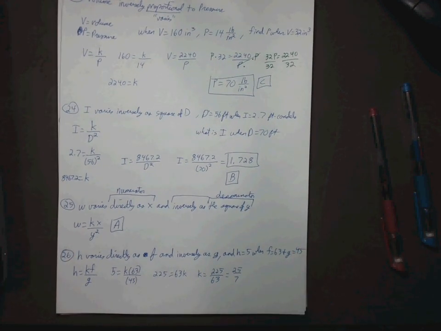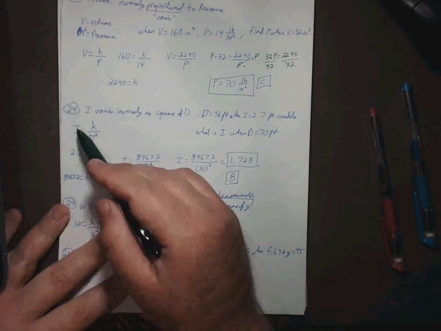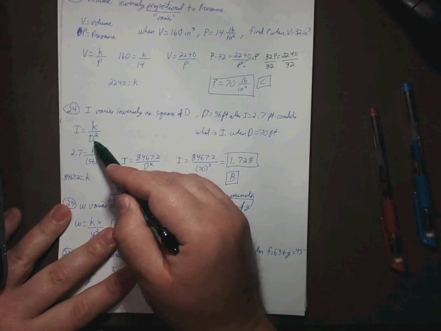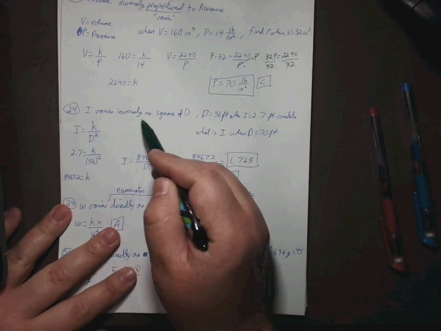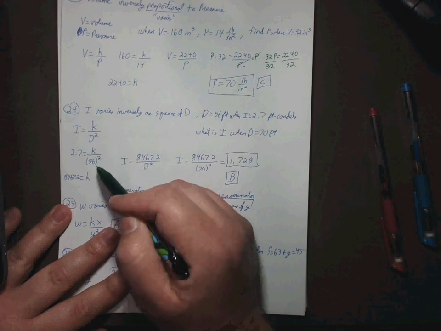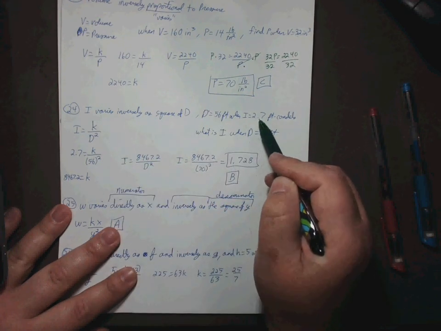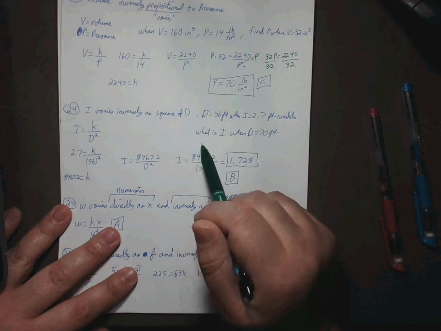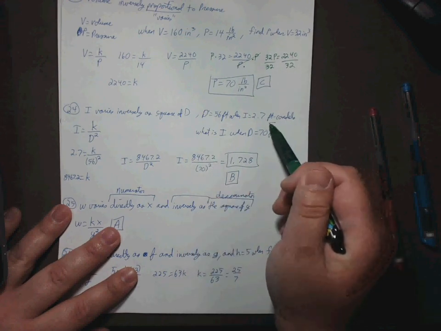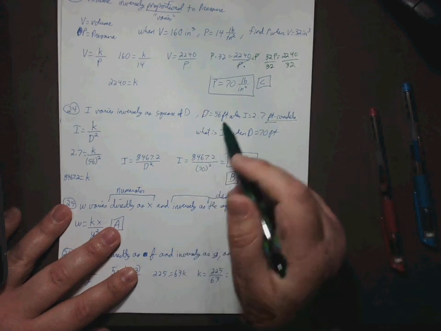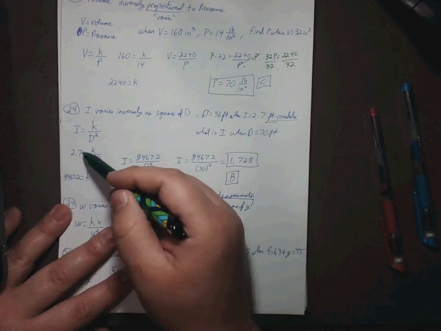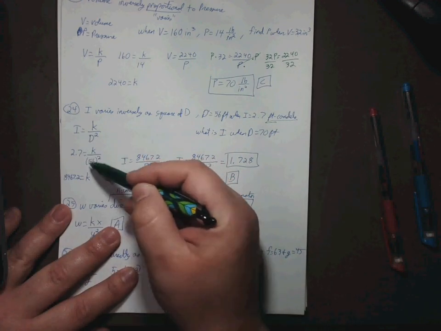Again, 24, another word problem. I varies inversely as the square of D. Okay. I varies inversely as the square of d. So it means d is squared on the bottom because it's inverse. Okay, we still got to find k. What's my given? When d is 56 feet, I is 2.7 foot-candles. That's a unit of intensity. Okay, so plug in my values, solve for k.